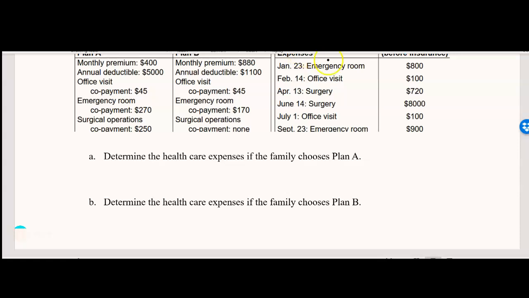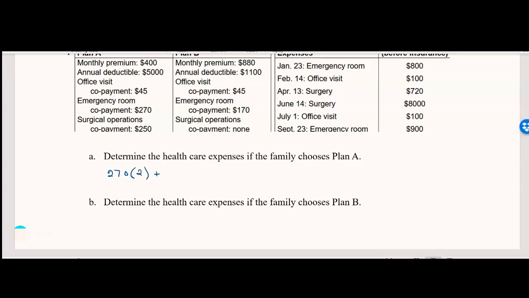Looking at January, they had an emergency room visit. That would have been the cost without insurance, by the way. I go over to Plan A, and it says the emergency room is just a copay of $270. And how many emergency room visits did they have? They had 2 of them. All right, so I'm starting off with the emergency room visit. The emergency room with Plan A, the copay is $270, and they visited 2 times.